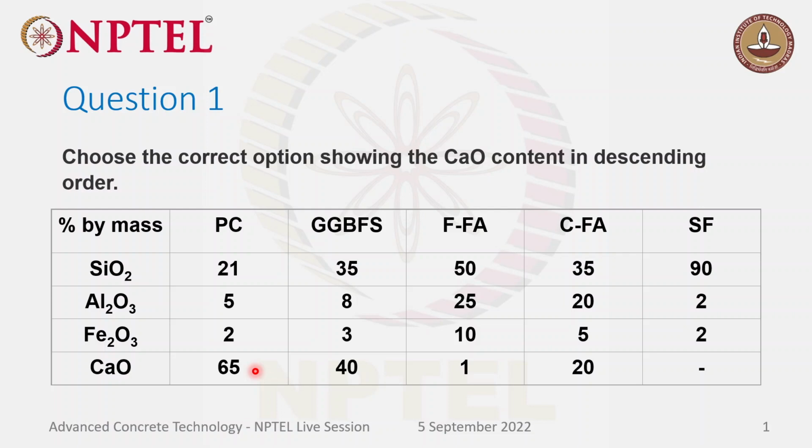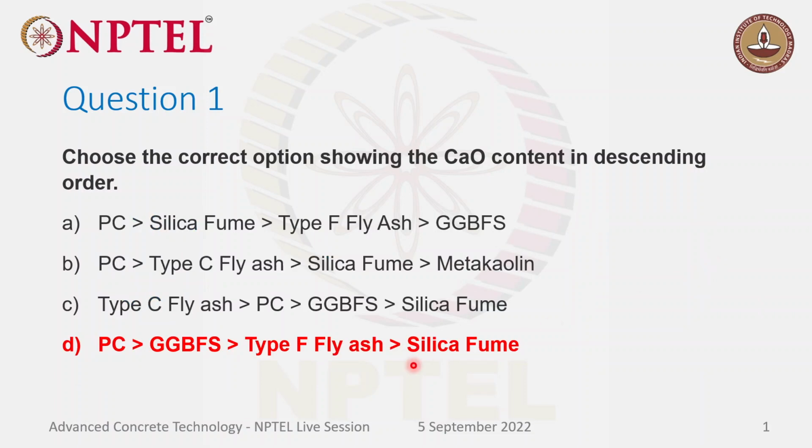Portland cement has the highest calcium oxide, followed by GGBS, then class C fly ash, then class F fly ash, then silica fume. Silica fume will not have any calcium oxide. It has more than 90% silica. So the correct answer is option D. Portland cement has the highest amount of calcium oxide, around 60 to 70%, followed by GGBS around 40 to 50%, and then type F fly ash, which has very little calcium oxide, and silica fume does not have any calcium oxide. So the correct answer is option D.